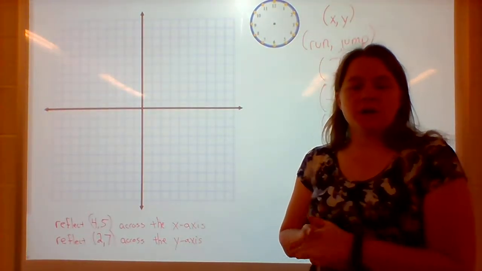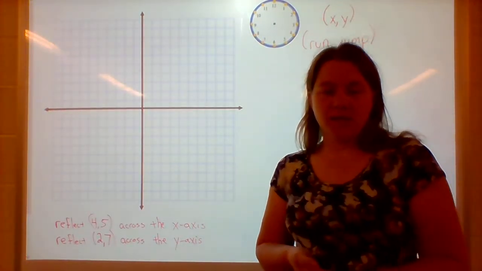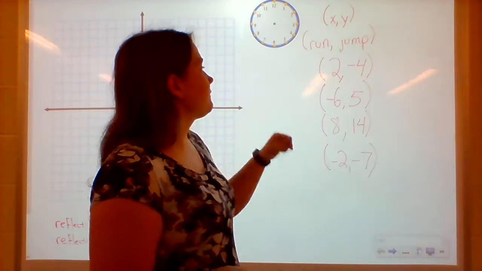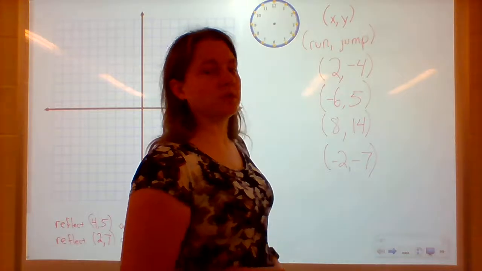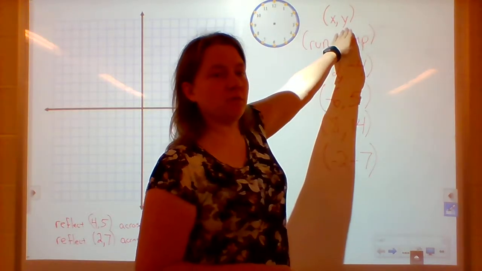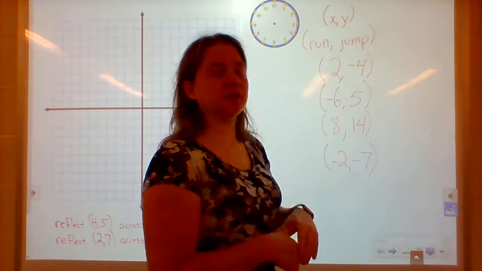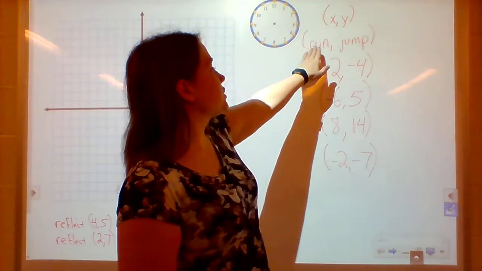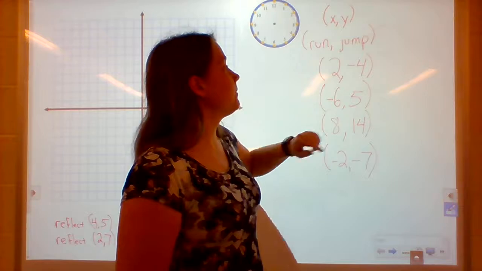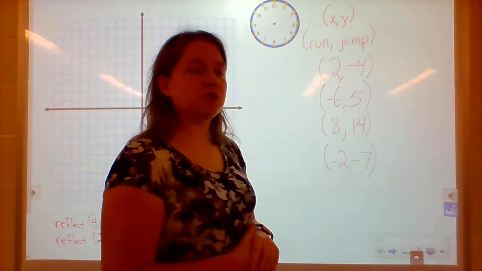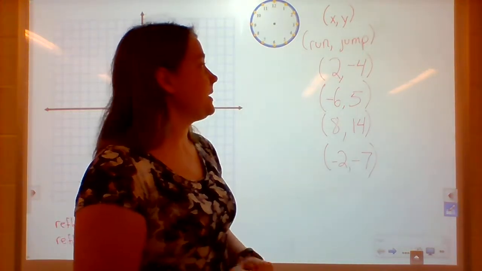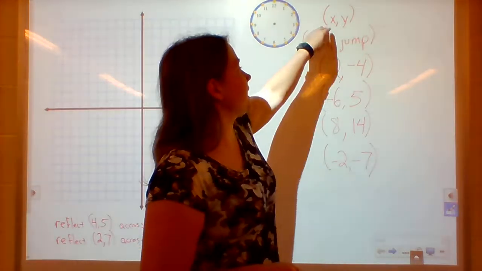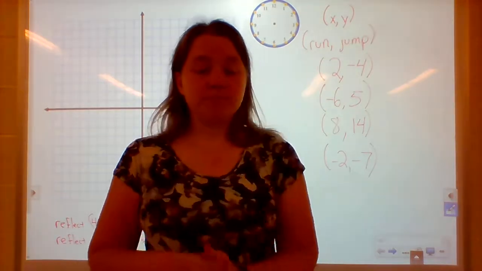This video is going to talk about the coordinate plane. And there's a couple things you need to remember about the coordinate plane. The first is how the coordinates work. So remember that it goes x, y, and x is the direction on the x-axis, y is the direction on the y-axis, which translates to run, jump. Run will tell you which direction to run and how many. Jump will tell you which direction to jump and how many. X is run, Y is jump.